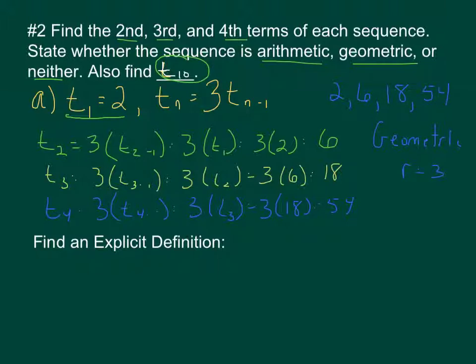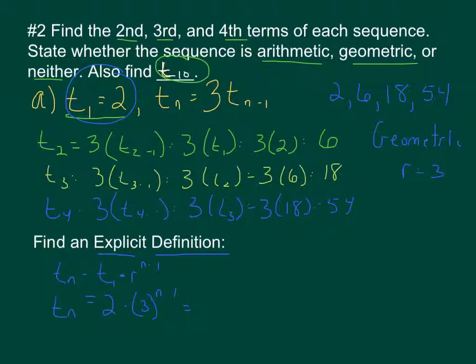Now I want you to go ahead and find an explicit definition for that sequence. Since it's geometric, we have a generic go-to formula. You take the first term times r to the n minus 1 power. Hopefully you have that memorized now. The first term I gave to you up here is 2. The ratio we just found, 3, to the n minus 1 power.